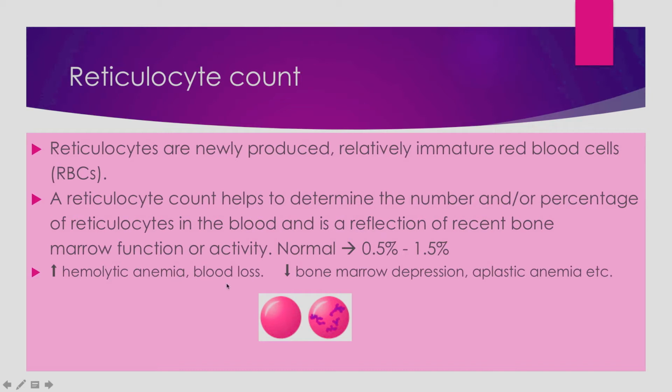And blood loss. After blood loss, the body tries to recover the RBCs. In order to do that, the body will increase the reticulocyte count in the blood, whereas they are decreased in bone marrow depression. Whenever there is bone marrow depression, for example under chemotherapy or radiotherapy or some bone marrow cancer, there will be less reticulocytes than 0.5%. Or in aplastic anemia. Aplastic anemia is again a condition where the red blood cells, WBCs, and platelets are reduced.